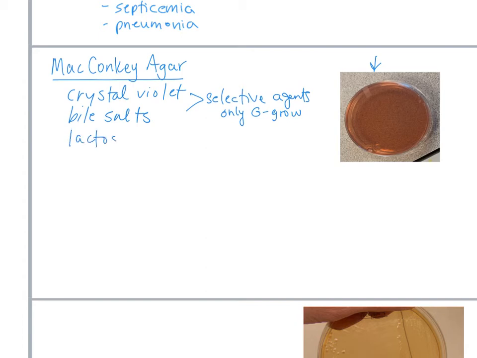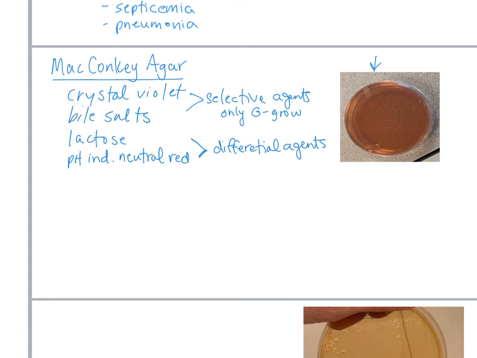Now the interesting thing about this media is that it is also a differential medium, because there's lactose in there as well as the pH indicator, neutral red. With those two ingredients, these are differential agents. A sugar like lactose is not going to keep an organism from growing. But if an organism can use lactose, can ferment lactose, then what do we get?